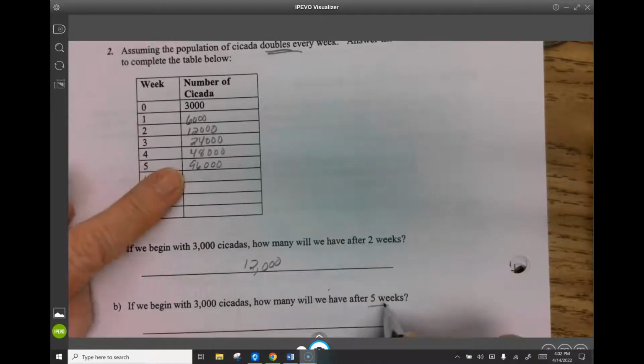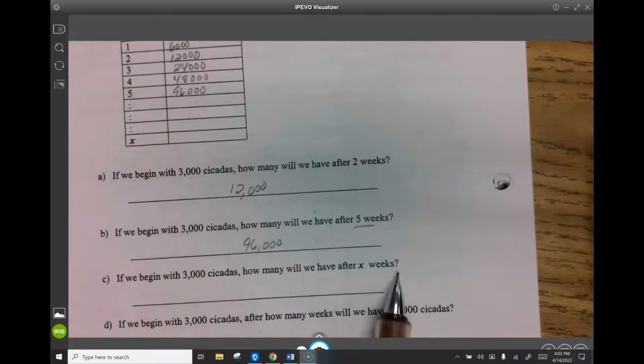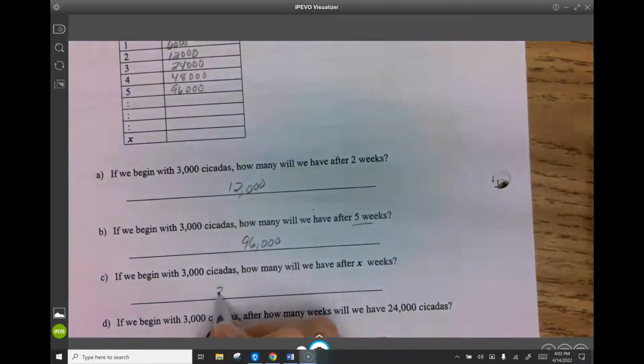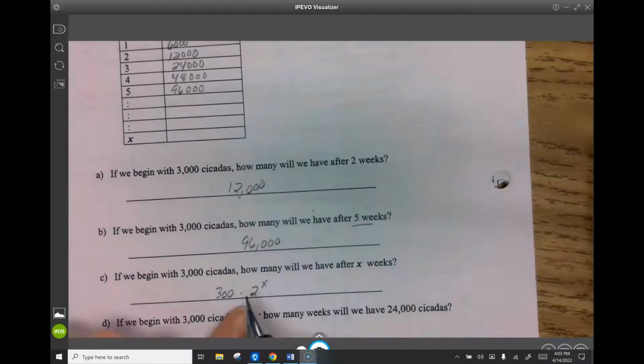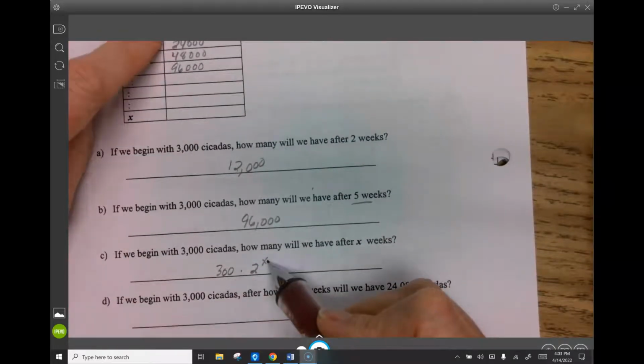After 5 weeks, 96,000. Okay, now, how many will we have after x weeks? Well, notice that it's doubling. You start with 3,000, but every time we're going to multiply by 2 to the x power. This tells me I'm going to double. This tells me how often I'm going to do it.